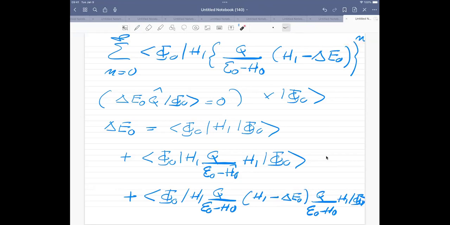So you will then see that when I go order by order, I'm now going to get terms which will contain higher powers of H_I minus delta E0. And these are the terms which I'm now going to rewrite. If you look at this term here, you have the interaction to third order. So you have 1, 1, 1. So this is a third order term.